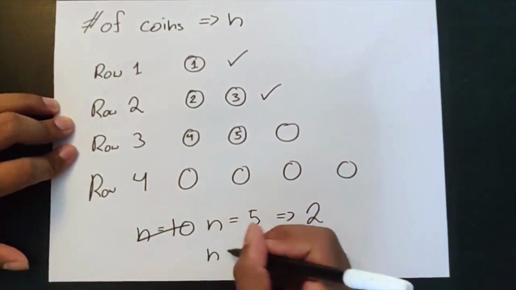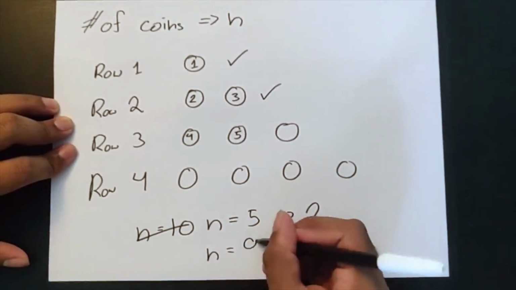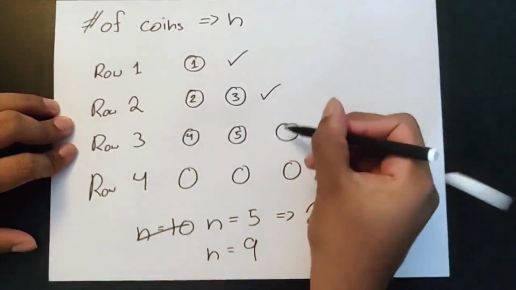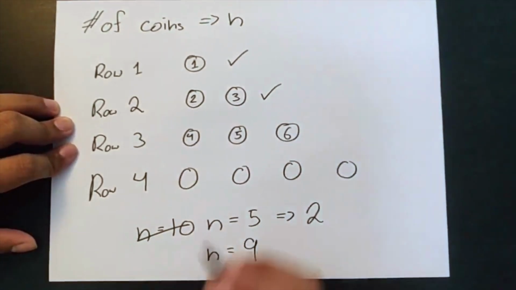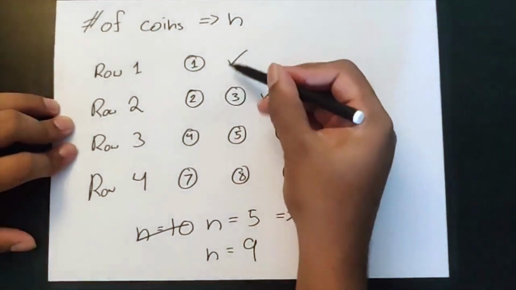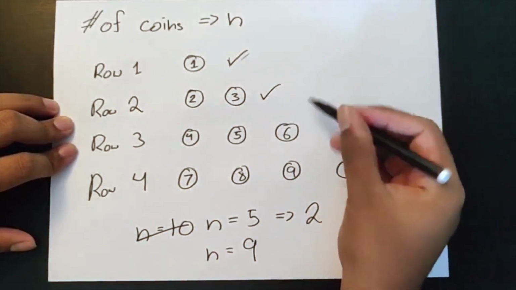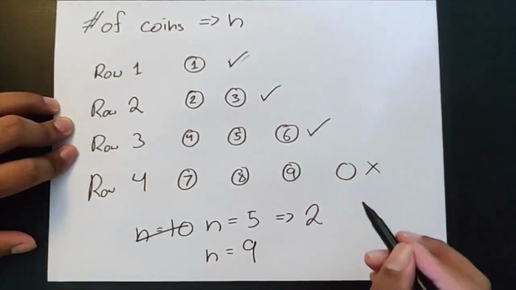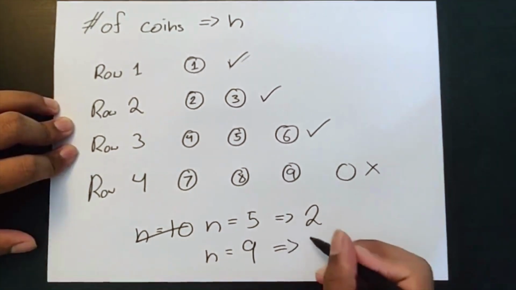Similarly, let's say we have n equals 9. In this case, we have 1, 2, 3, 4, 5. This is going to be the 6th one. This is going to be 7, 8, and 9. So row 1 is done, row 2 is also done, row 3 is also done, but row 4 is not fully done. So in this case, the answer is going to be 3.